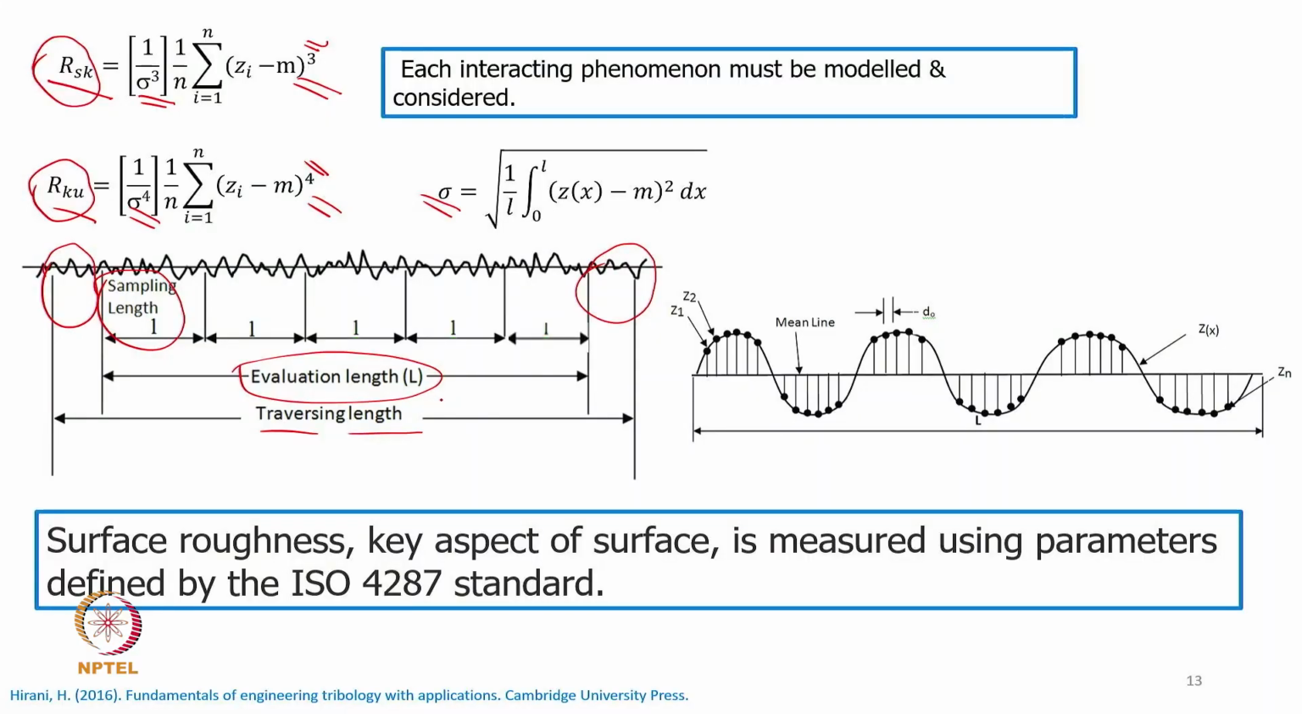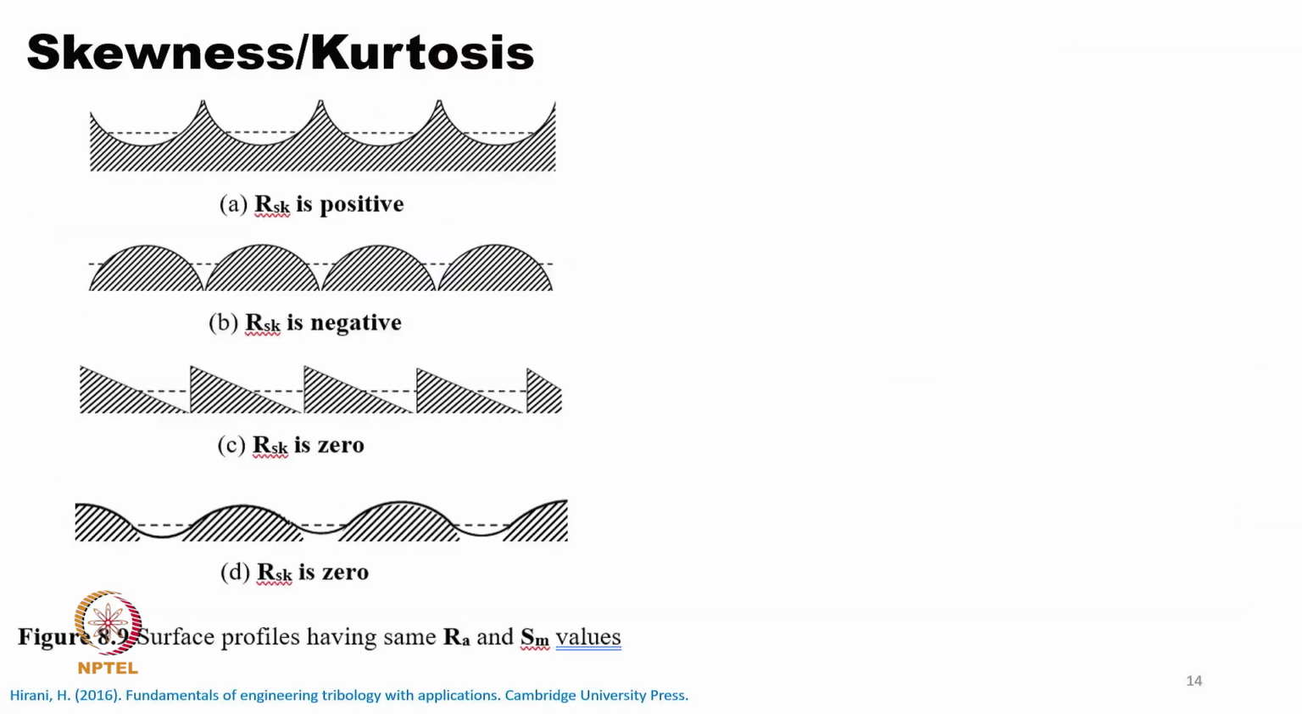And then the evaluation length, the peak values and Rt are generally based on the evaluation length, not the sampling length. So these are the important aspects to be considered, particularly when we are trying to model, otherwise results will not be favorable to us.